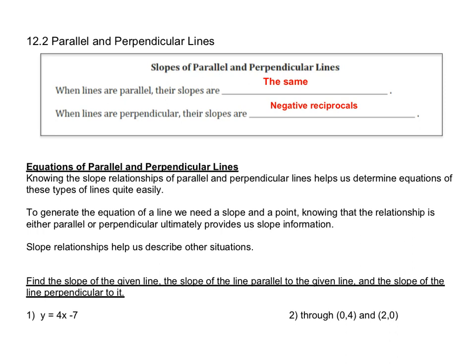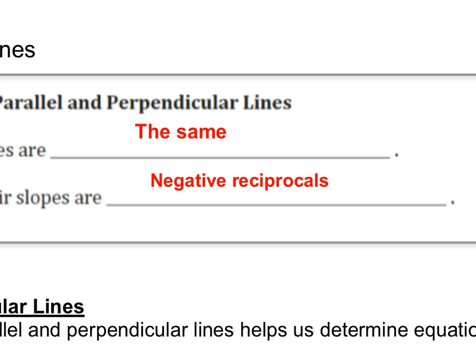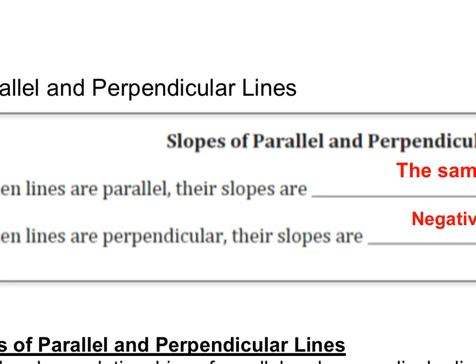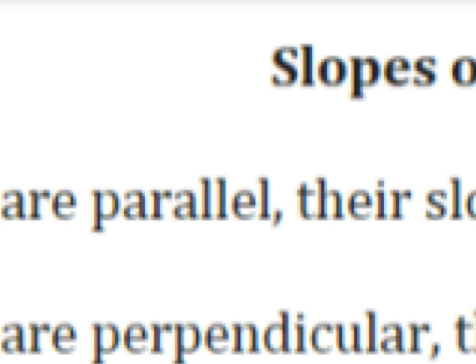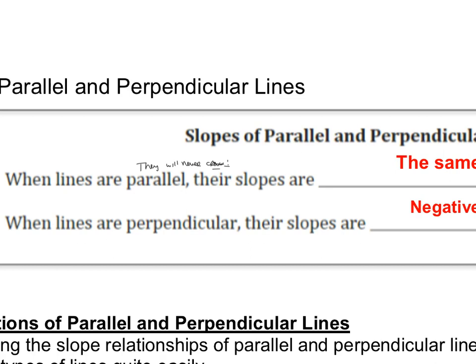So when lines are parallel, their slopes are the same. That means if the slope of one line is 1/2, the slope of the other line is also 1/2. Okay? And it means that they will never intersect. So when my lines are parallel, they never cross. If you want to, you can draw a visual that shows these two lines are parallel because they're never going to cross.